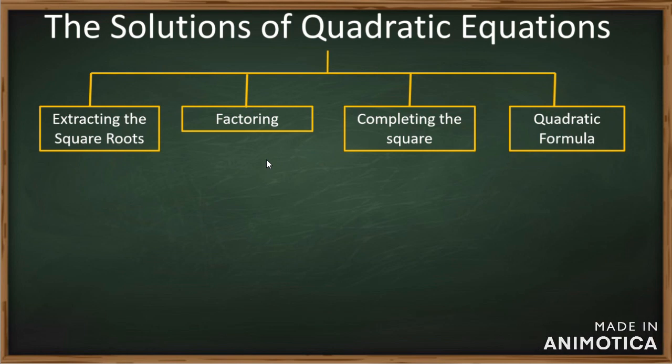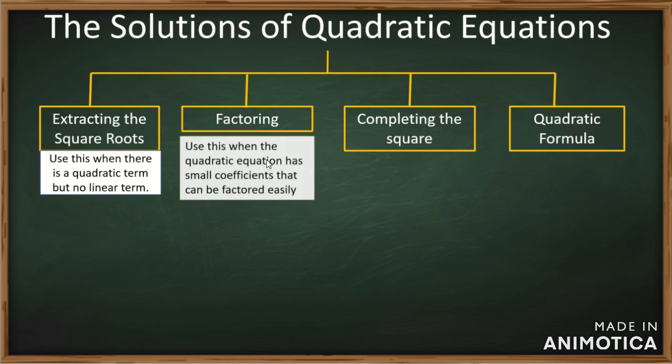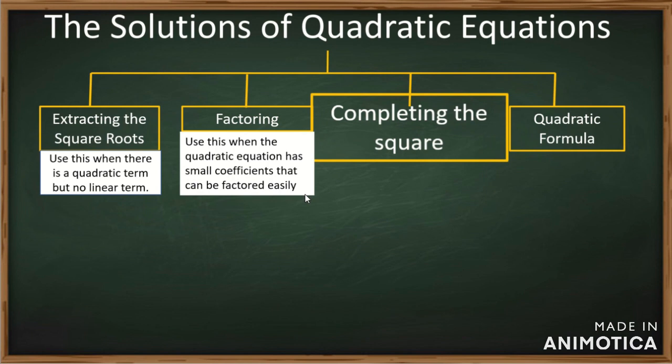We are already done with the extracting the square roots and factoring methods in finding the solutions of quadratic equations. We make use of the extracting the square roots method when there is a quadratic term but no linear term. We make use of factoring method when the quadratic equation has small coefficients that can be factored easily. Today, we'll be making use of another method, and that is by completing the square.